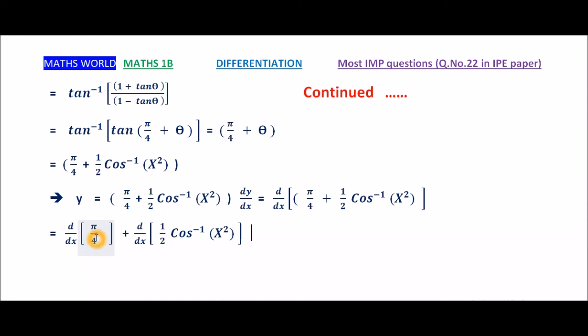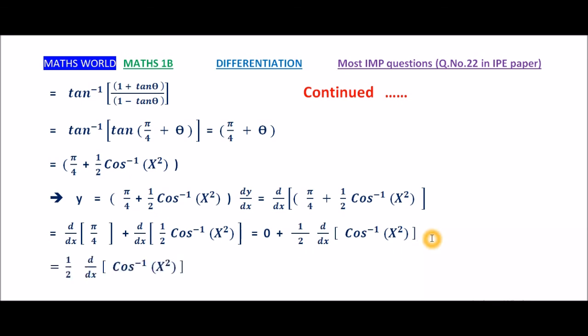Pi by 4 is nothing but 45 degrees. It is constant. The derivative of constant is 0. D by dx of pi by 4 is 0. So 0 plus, you bring this half outside. So 0 plus half into d by dx of cos inverse x square. That is equal to 0 plus any number, that number only. So half d by dx of cos inverse x square, we got this.